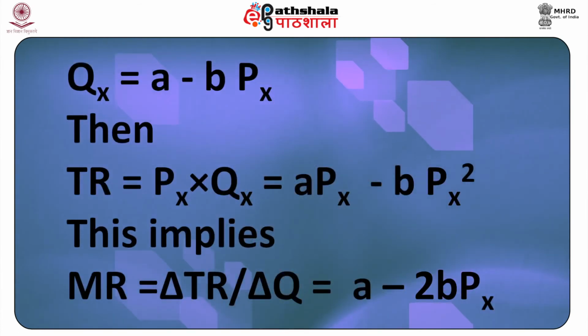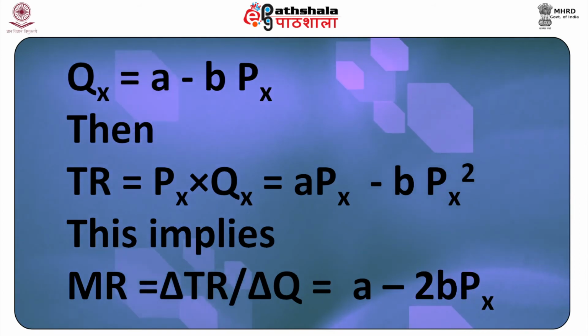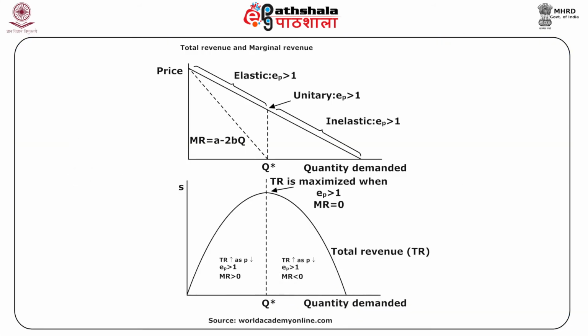This implies that MR is twice as steep as the demand curve as shown below. Example, if the demand curve is Qx is equal to A minus BPx, then total revenue is price into quantity and we get the expression APx minus BPx square. This implies that marginal revenue, which is change in TR by change in quantity, is A minus 2BPx. In figure 7, the graphical relation of the elasticity and the marginal revenue is depicted for a linear demand curve. Further, we will use the relation between elasticity and the change in TR discussed above and use these to study the relation between elasticity and MR.